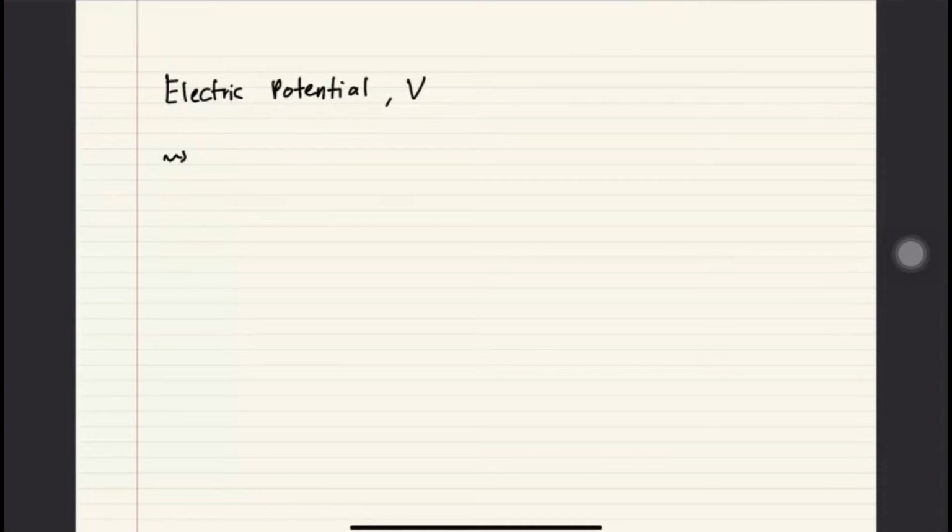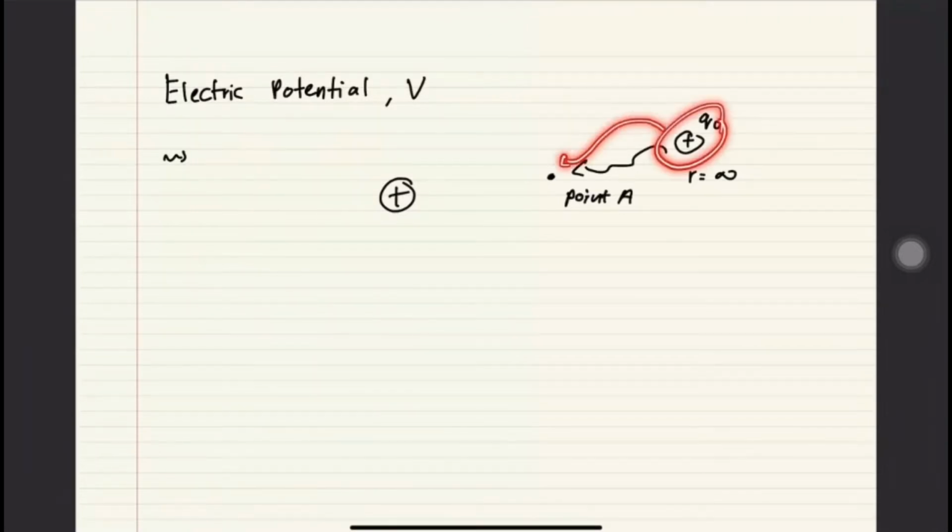So that means if you have, let's say this is my test charge, I put this one as Q0. It is initially at infinity, and then we want to bring it closer to a certain point. This is point A. So the work required to bring it from infinity to this point is what we call the potential.